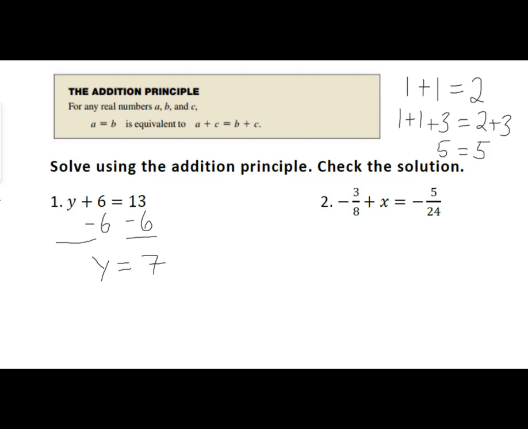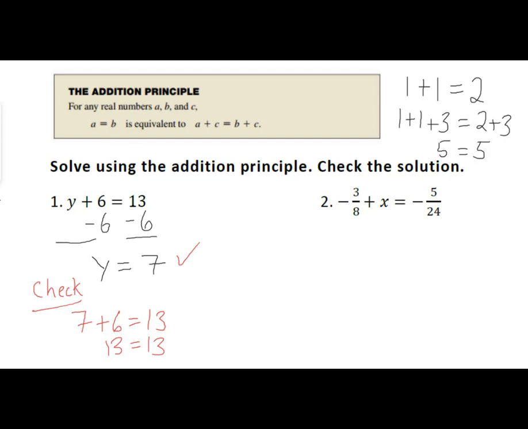Now, after working it, I want to check, just like how we did it before, I want to check my solution. So y is now 7. So 7 plus 6 needs to equal 13. 7 plus 6 does, in fact, equal 13. So the left side equals the right side when y equals 7. So I know that that is correct.